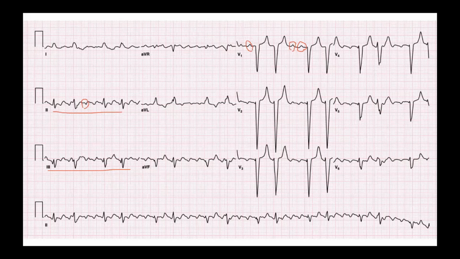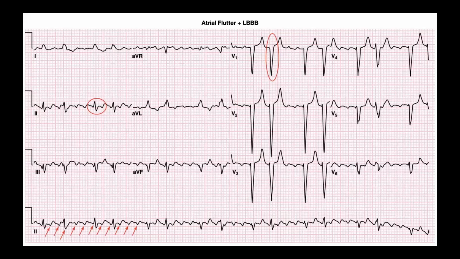And if you want to continue and complete your recording, you have like a left bundle branch block here, wide QRS, and here LBBB. So atrial flutter and left bundle branch block.